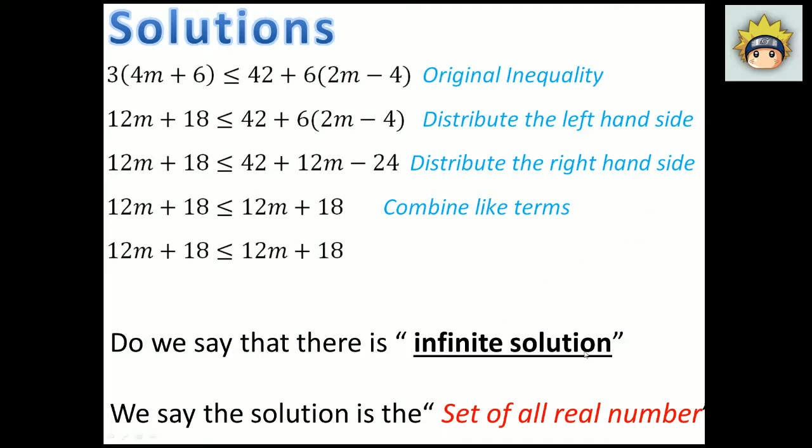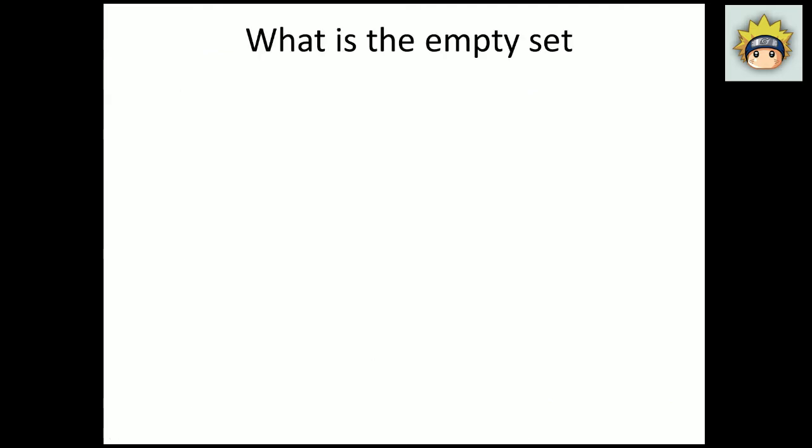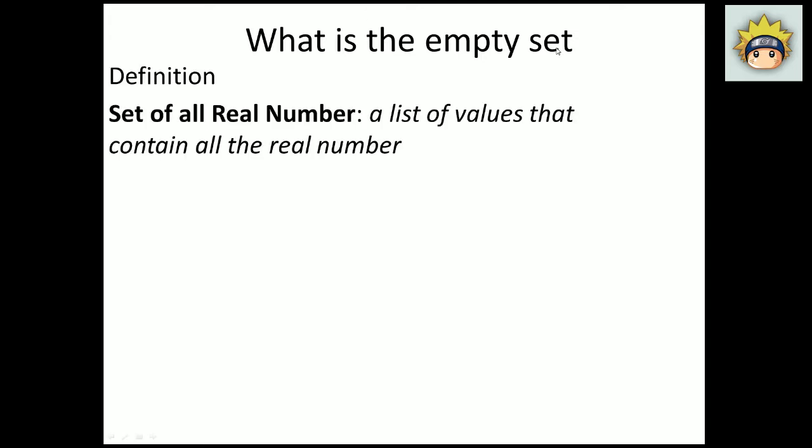So before, when it's an equation, we say infinite solutions. But for an inequality, where the left-hand side is equal to the right-hand side, and inequality solutions are a list or a set of numbers, we say that the solution is the set of all real numbers. Oh, this should not say what is the empty set. So, what is the set of all real numbers?